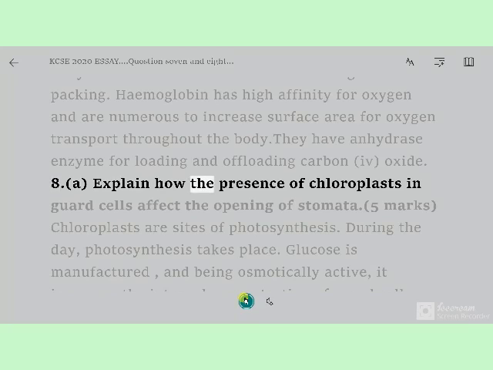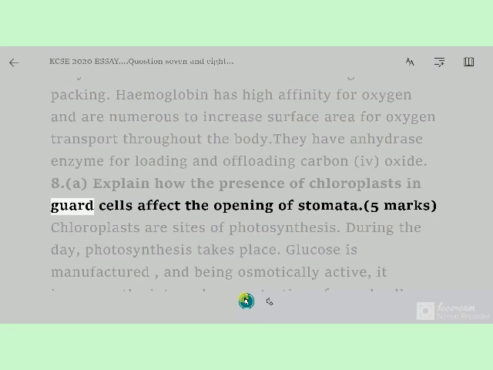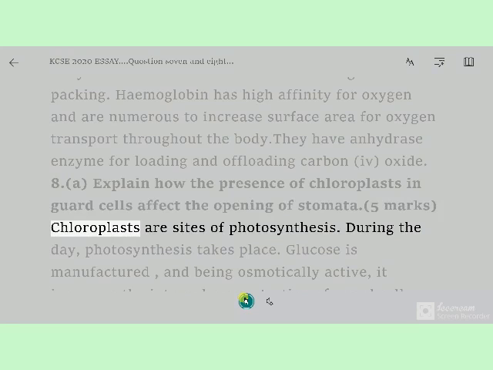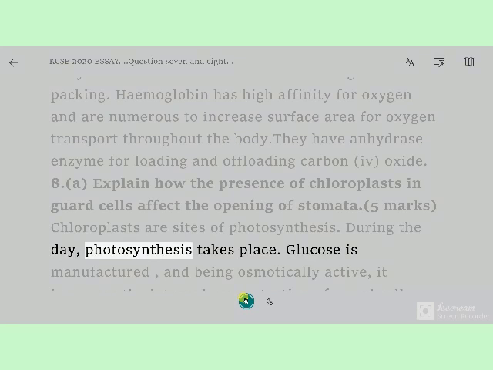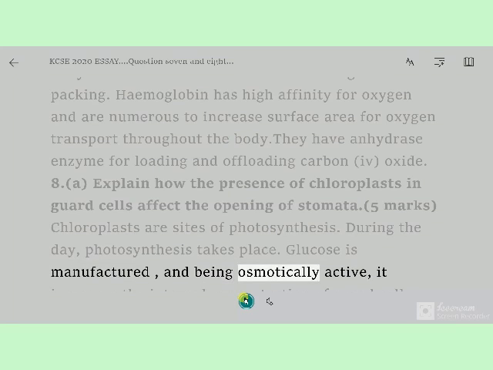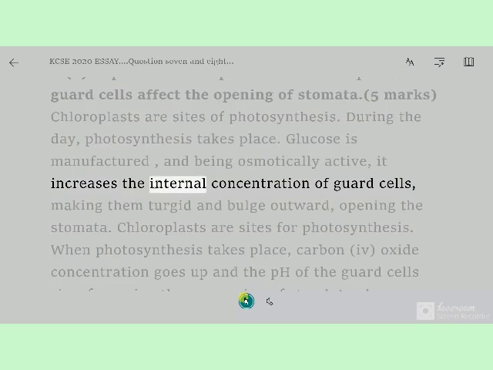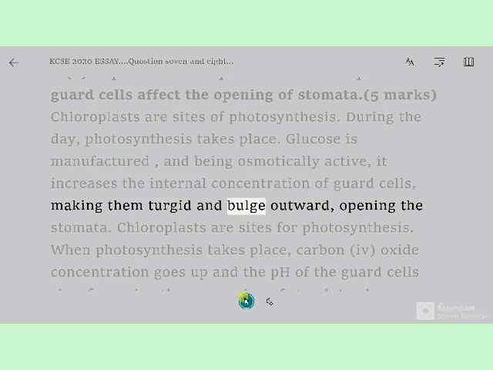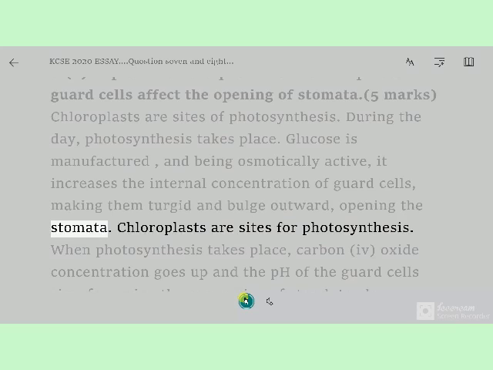8a. Explain how the presence of chloroplasts in guard cells affects the opening of stomata, 5 marks. Chloroplasts are sites of photosynthesis. During the day, photosynthesis takes place. Glucose is manufactured, and being osmotically active, it increases the internal concentration of guard cells, making them turgid and bulge outward, opening the stomata.